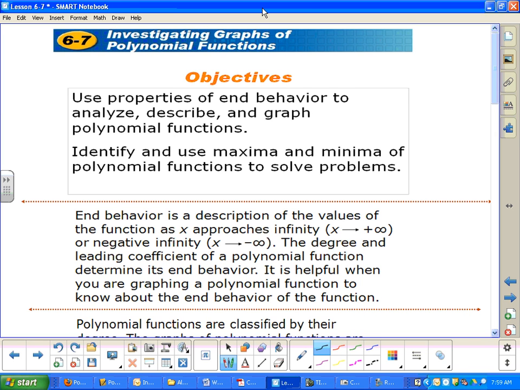So we're going to investigate graphs of polynomial functions today. We're going to use the properties of what's called end behavior, which is what happens when x gets really large or really small, to analyze, describe, and graph polynomial functions. And then we're going to find maxes and mins.